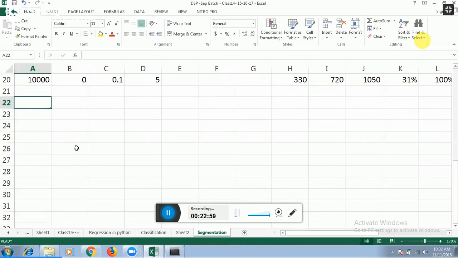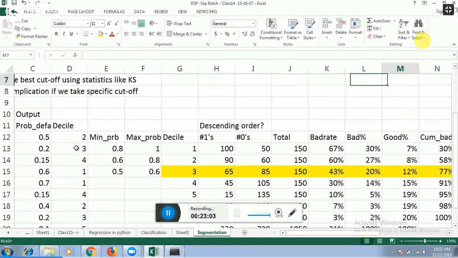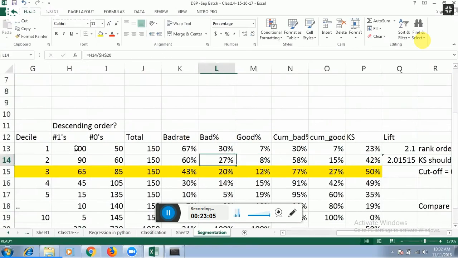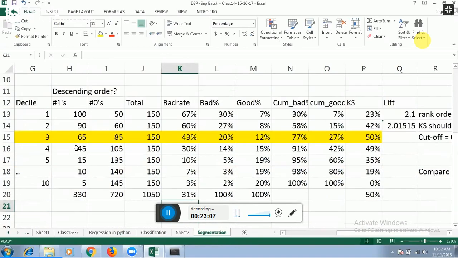Once again, explain the significance of that lift. The lift is basically, suppose I'm taking the model at an overall level, suppose I take a customer, what is the probability of that customer becoming bad? We have 31% bad customers. So I can say that the risk associated with that customer is 0.31. It's the probability of default. But if I take the top 10% of customers, what is the risk associated with that?